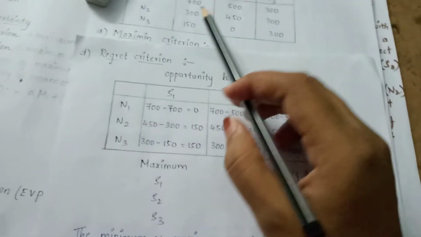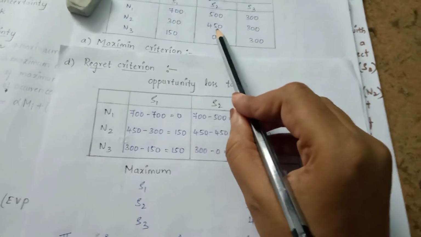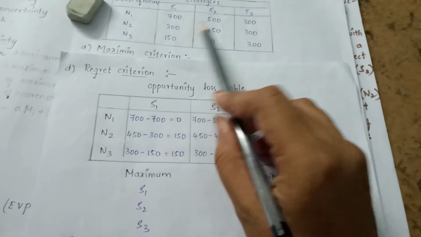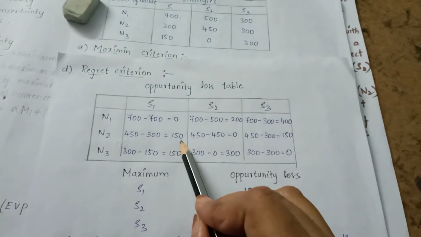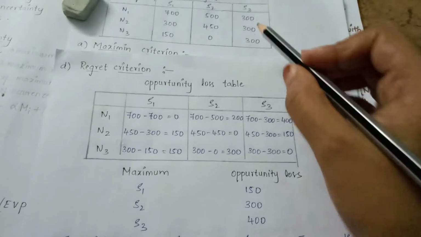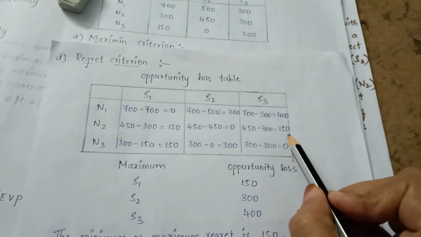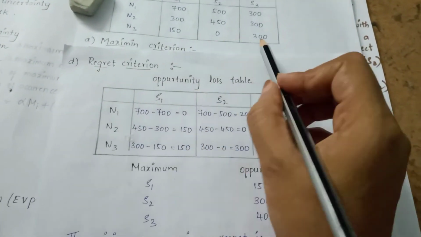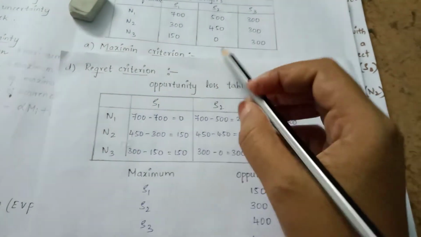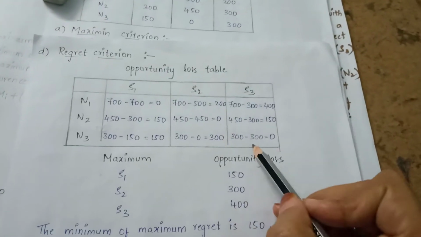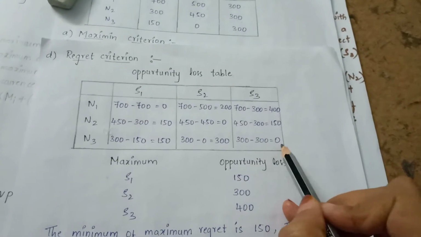Next, in the second row, students, the maximum payoff is 450. You need to subtract it from the remaining payoffs in that row. So 450 minus 300, 150. 450 minus 450, 0. 450 minus 300 is 150. And next, in this row, students, the maximum payoff is 300. So 300 minus 150, 150. 300 minus 0, 0. And next, 300 minus 300 is 0.